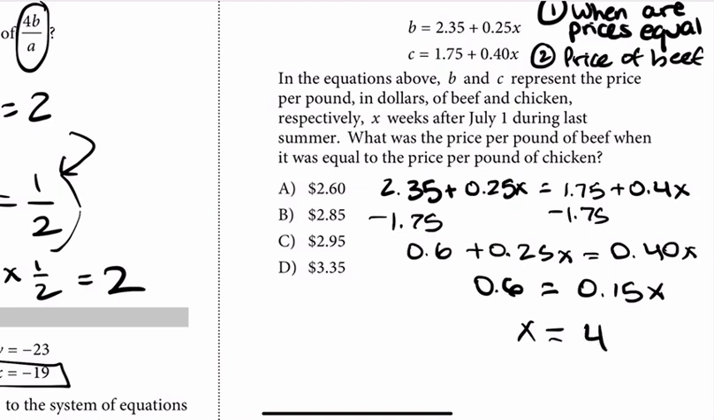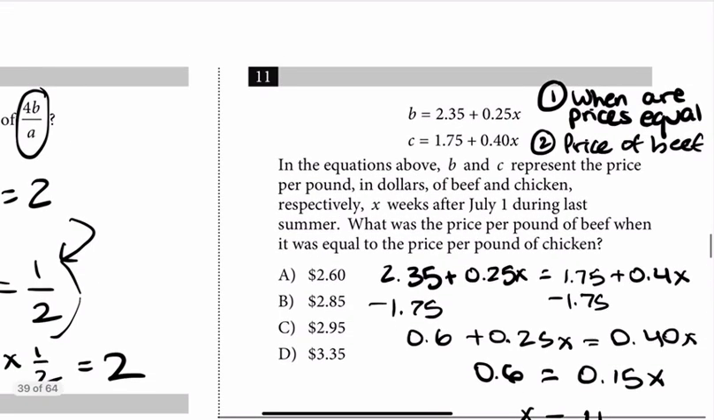So once I get x equals 4, the context in this question is saying that at 4 weeks past July 1st, the price of beef and chicken are going to be the same. So now they're really just asking me what the price per pound of beef is. So all I have to do is plug that 4 into this beef equation right here. So I'll do that in green.